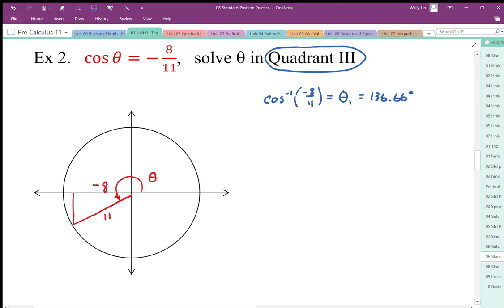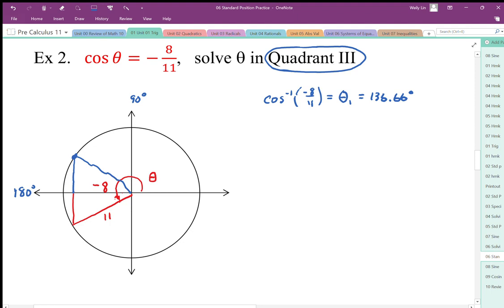Okay, now it's important to recognize which quadrant 136.66 degrees is in. So here's 180 degrees, here's 90 degrees. 136.66 is in quadrant 2. And in fact, it is going to be the symmetrical angle, symmetrical position in quadrant 2. So this still has a negative x coordinate of negative 8, but this one goes up instead of down, which we can't tell just from the cosine ratio, but we can tell from the quadrant.